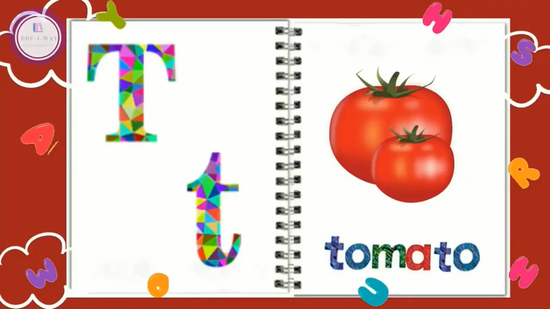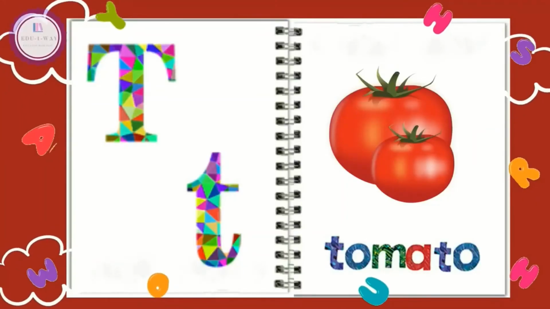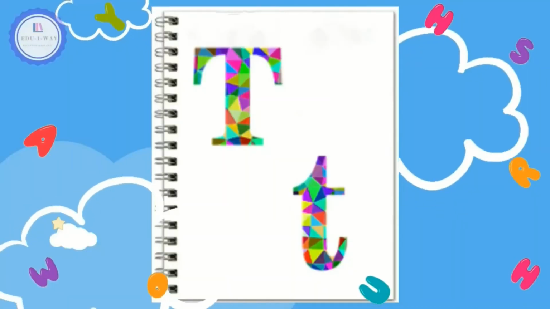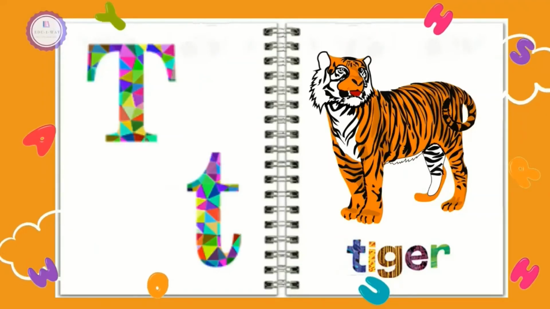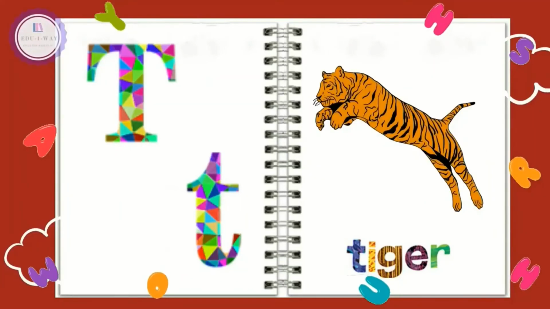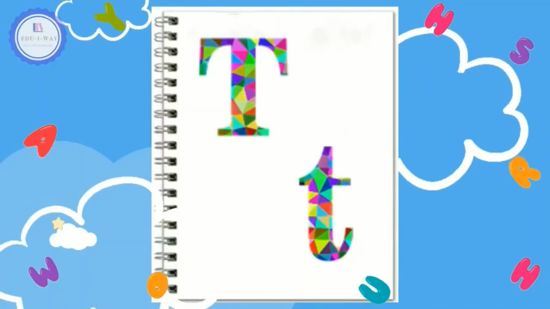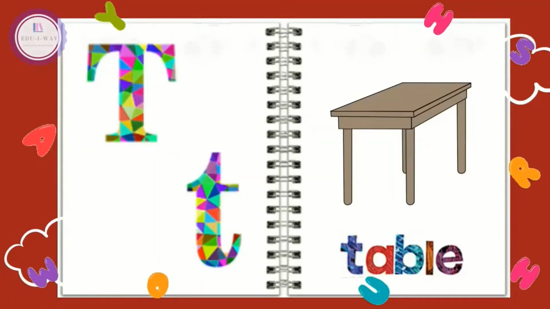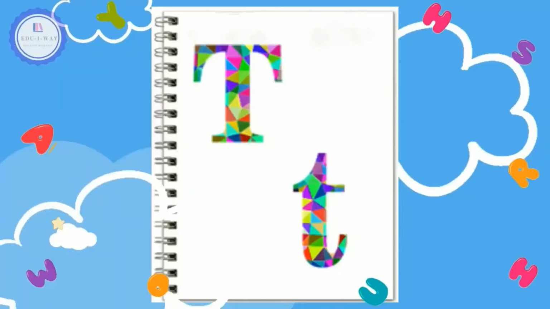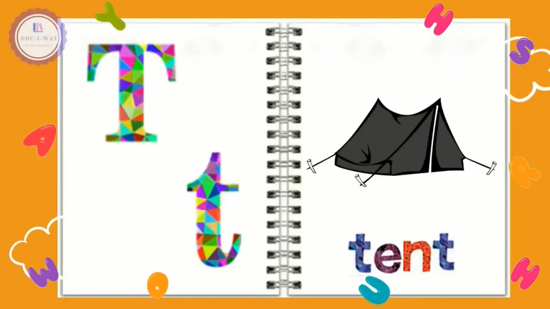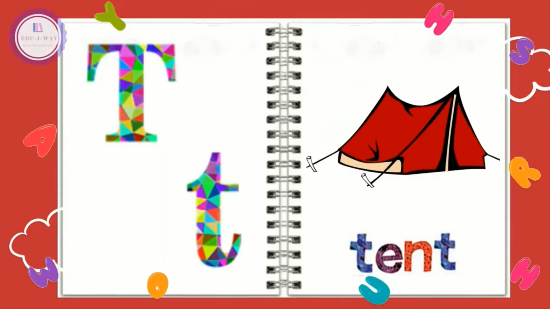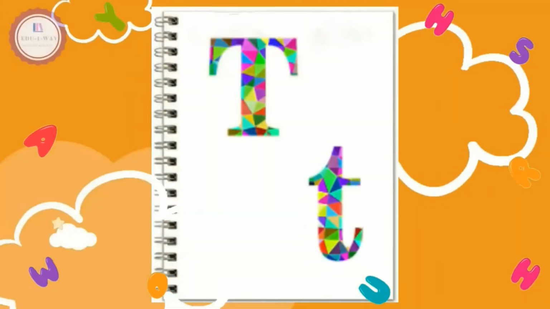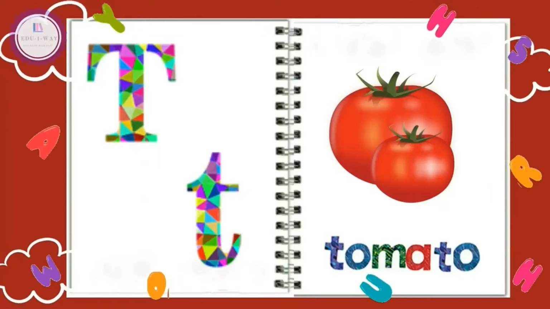Ta for tomato. Tomato, tomato, tomato. Ta for tiger. Tiger, tiger, tiger. Ta for table. Table, table, table. Ta for tent. Tent, tent, tent. Yay! Again, again!